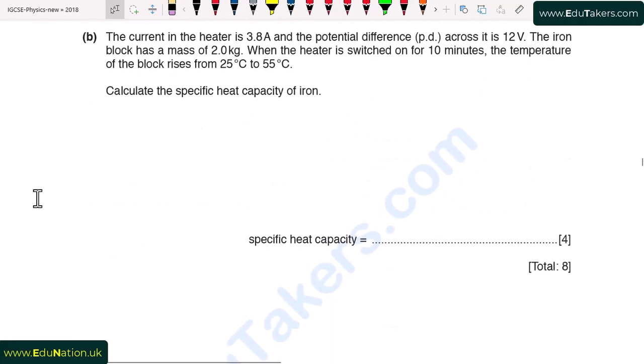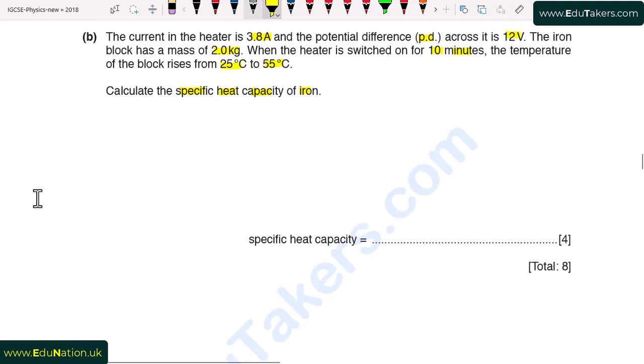Part B. The current in the heater is 3.8 ampere and the potential difference, that is PD, across it is 12 volt. The iron block has a mass of 2.0 kg. When the heater is switched on for 10 minutes, the temperature of the block rises from 25 degrees C to 55 degrees C. Calculate the specific heat capacity. So here we have to find out the specific heat capacity of iron, where current, potential difference, mass, time and change in temperature are given.